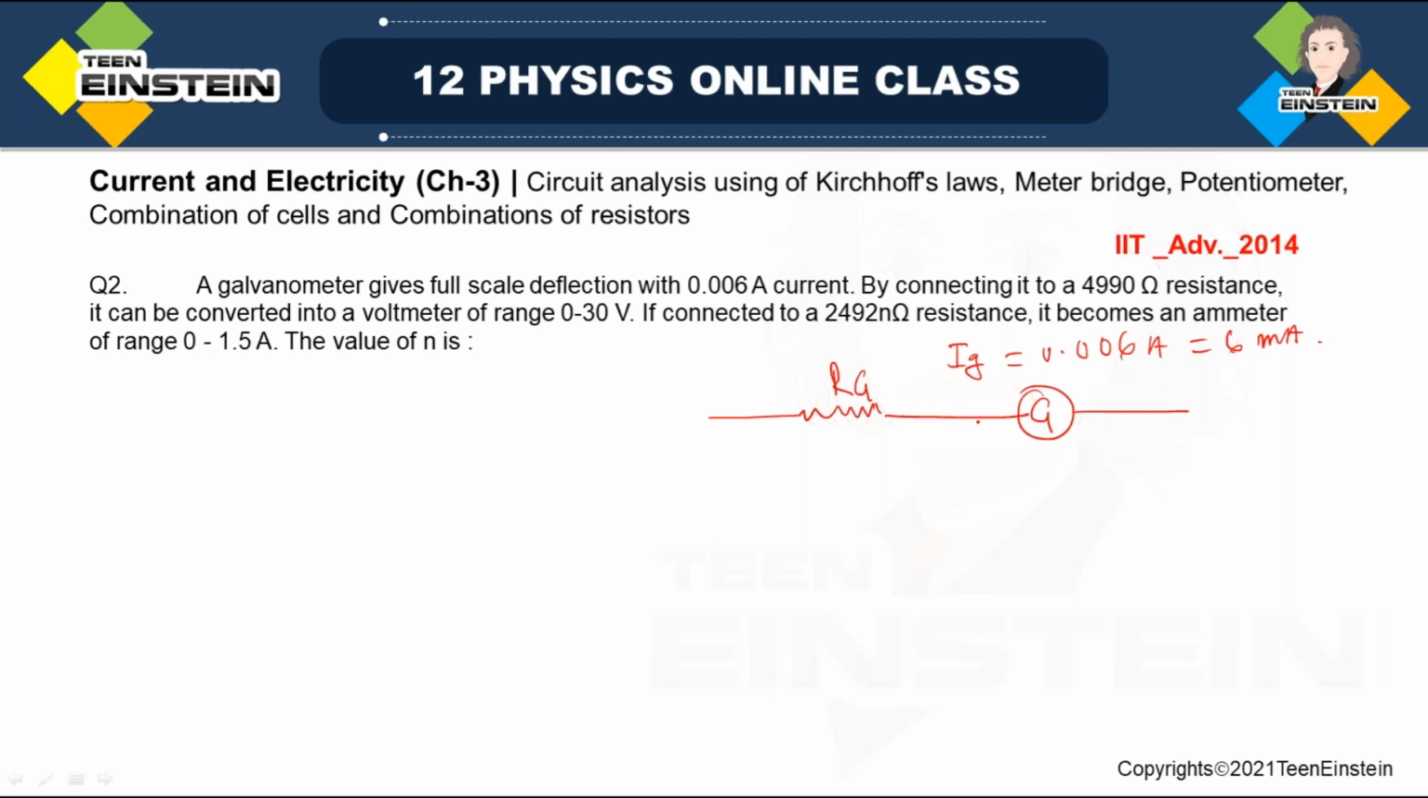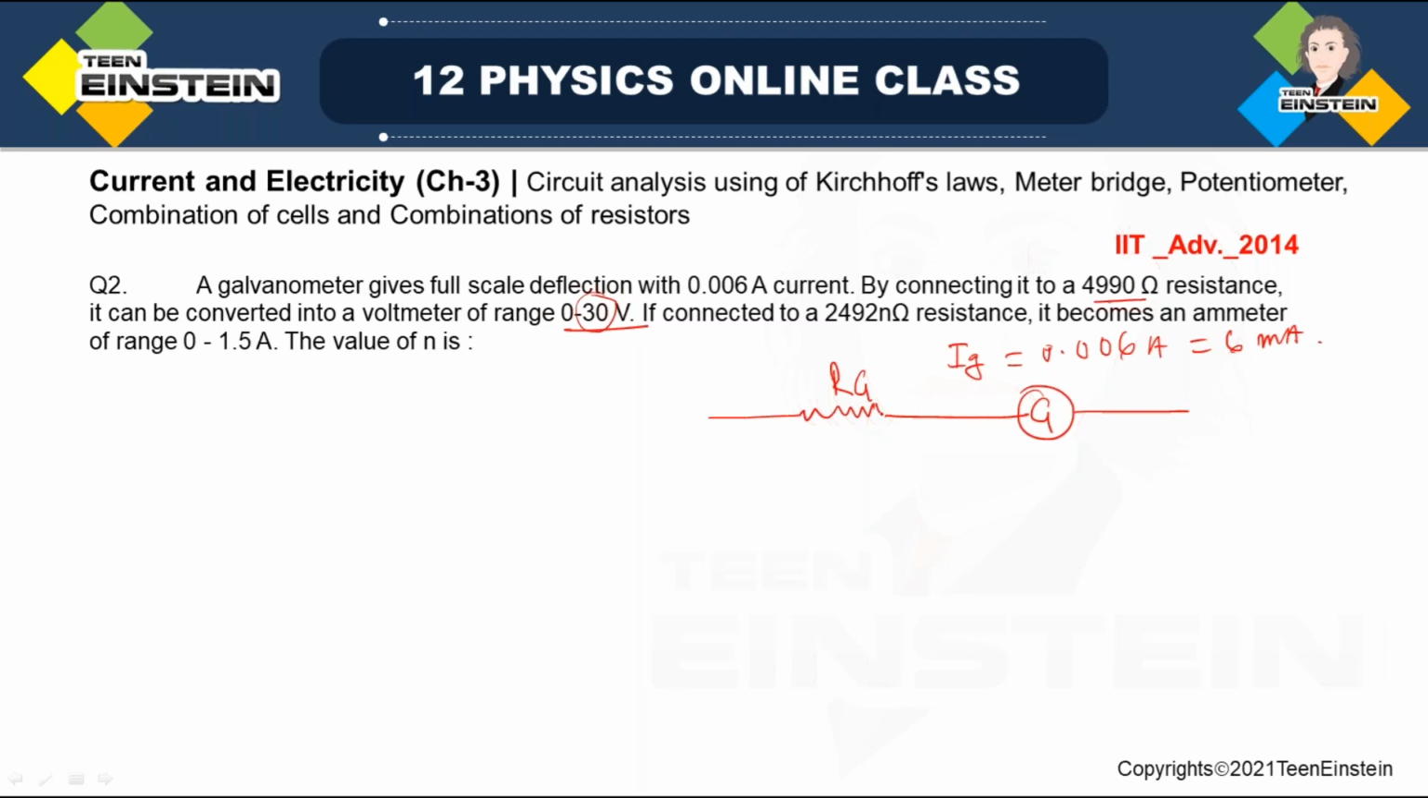So the full scale deflection of the galvanometer is shown at the current which is allowed through the galvanometer, that is Ig. Whenever there is full scale deflection with some current, that particular current will be Ig through the galvanometer. That you have to take. Now by connecting it to a 4990 ohm resistance, it can be converted into a voltmeter of range 0 to 30. When there is a range, we will take the maximum limit of the range for the calculation purpose. So see how a voltmeter is constructed from the galvanometer.